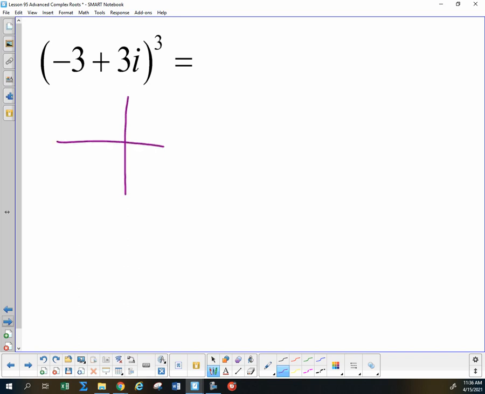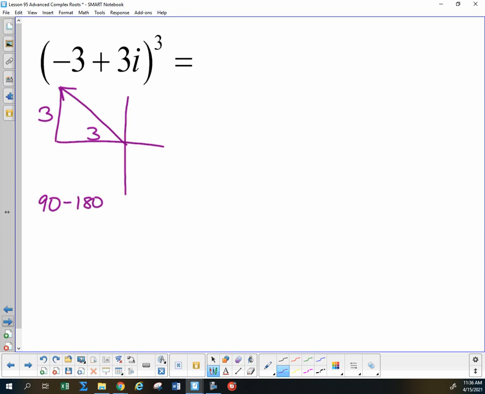So -3, I'm going to go 3 to the left. +3i, I'm going to go up 3, which means I am in the second quadrant, which also means I better end up with an angle that's between 90 and 180 degrees. Now I can go through my formulas that r is the square root of the real part squared plus the imaginary part squared. And I can get that my reference angle is the inverse tangent of the imaginary part over the real part.